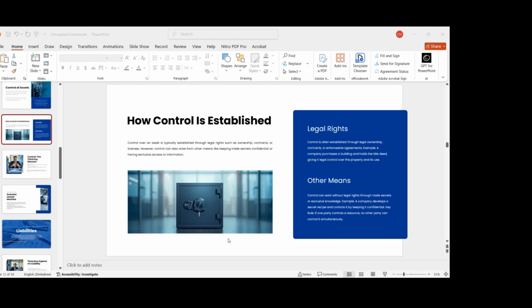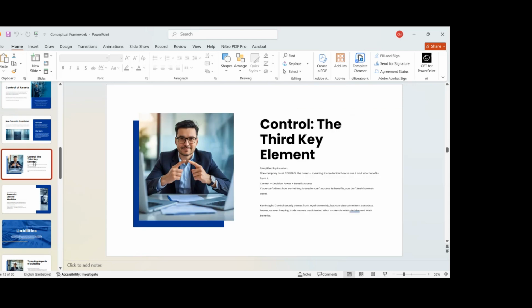What's key? What's important? Other means: you have a trade secret, you have exclusive knowledge. For example, a company develops a secret recipe and controls it by keeping it confidential. So the key rule here: if one party controls a resource, no other party can control it simultaneously.